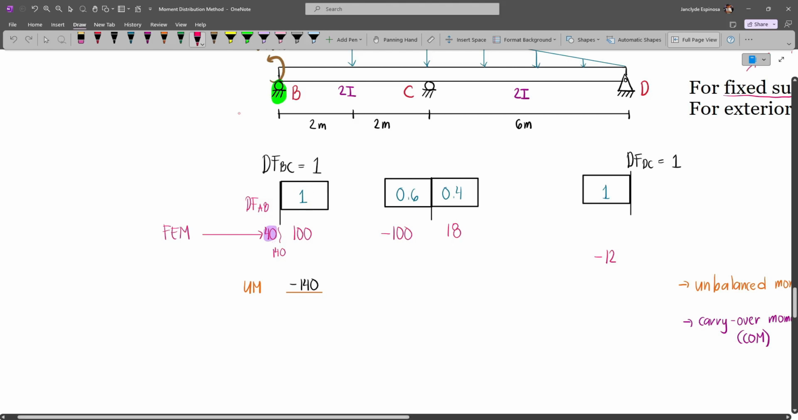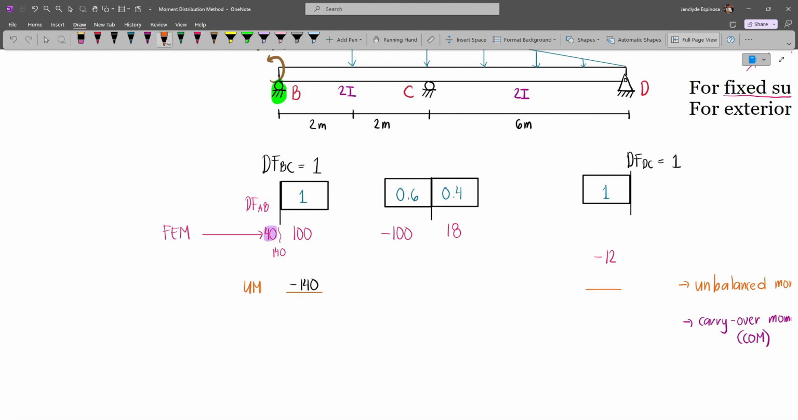And then here, for the unbalanced moment, dito sa DC, we have negative 12 times negative 1. And so, diba, that will be positive 12. Now, yung mag-iiba dito is we'll actually carry over this moment and also this one. We will not yet do this one. And so, diba, if we'll carry this over, we have dividing this by 2, magiging negative 70. And then here, dividing this by 2, this will become 6.